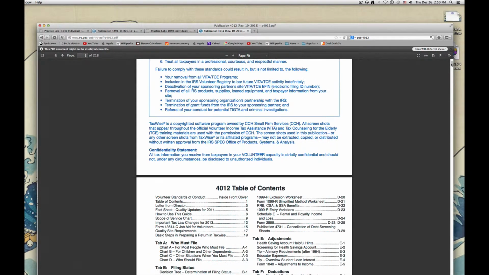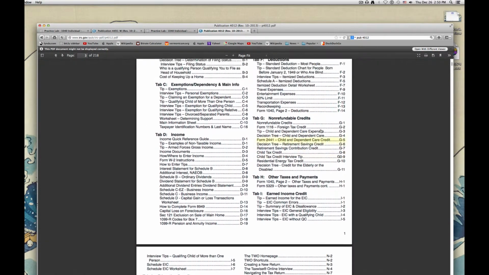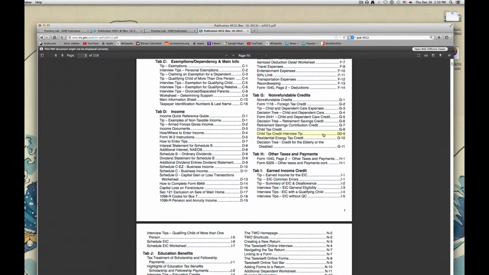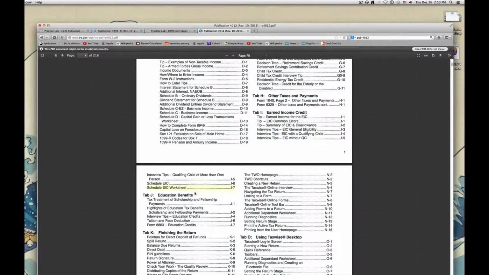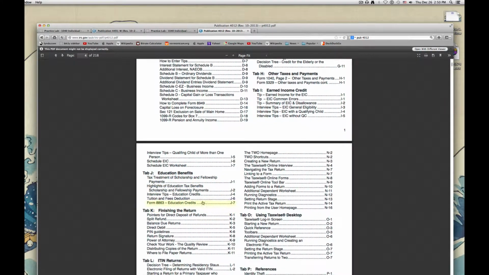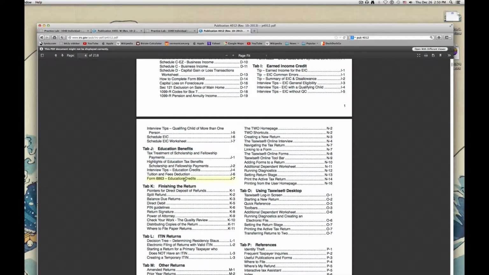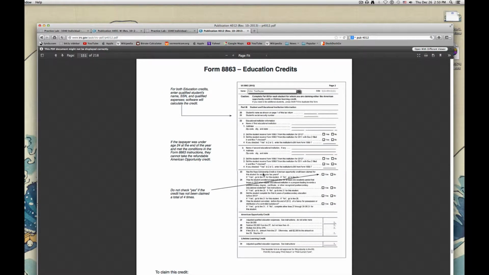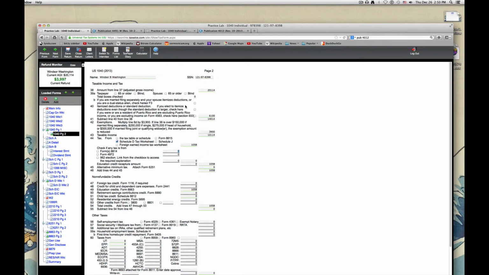Another one, if you wanted to look up, we won't go into detail here, but there are sections for the earned income credit, the education benefits. And so we'll go to the education credit, and it gives you some more background information into the different ways of claiming education credits, with the American Opportunity Credit being the most beneficial to Windsor in this case.